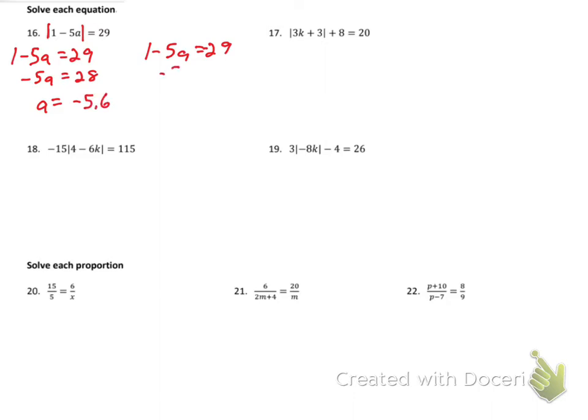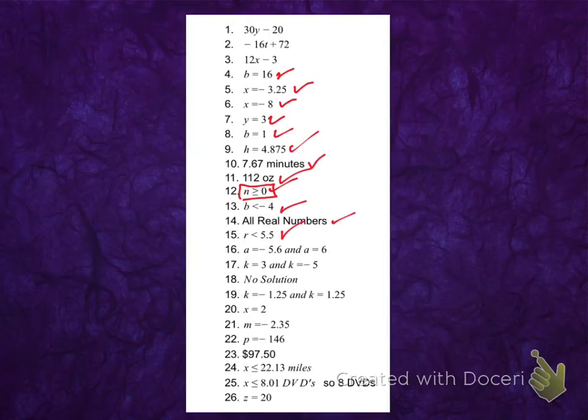So then I'll have a negative 5a, and I'll minus that, so that'll be negative 30. And then divide by negative 5, so that means a is going to be equal to 6. So we have two points, negative 5.6 and 6. Good to go.